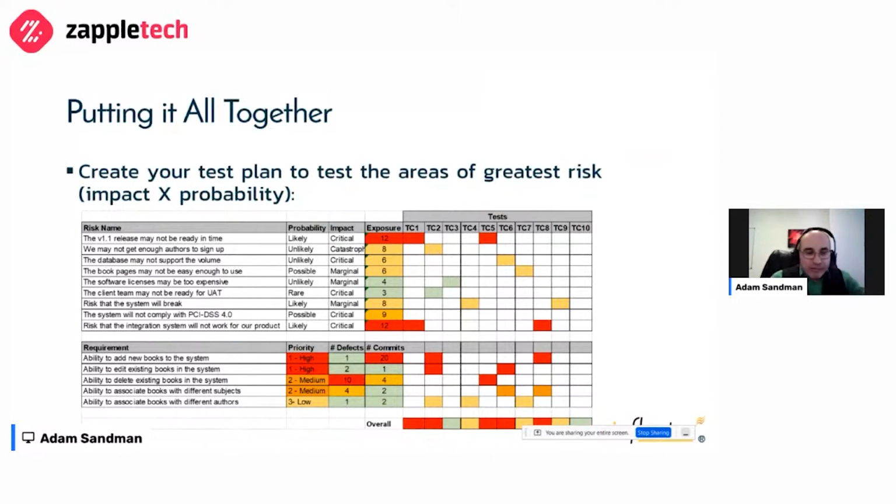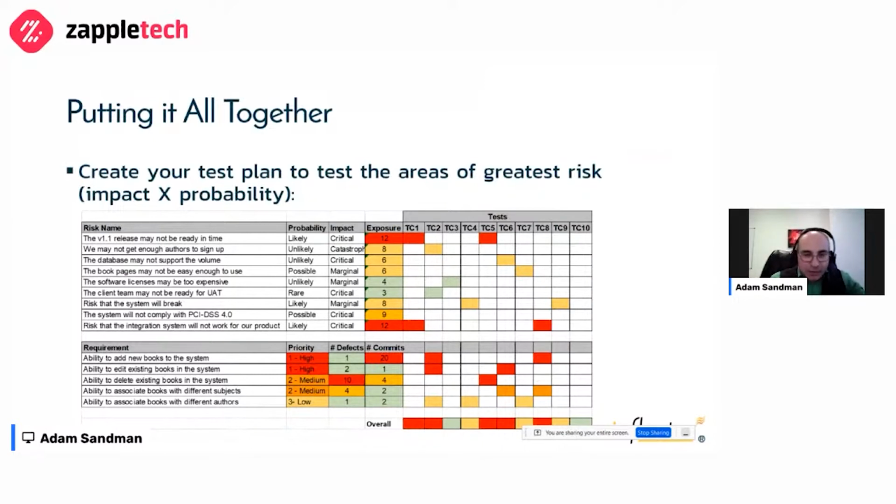But now we've got this exact same type of grid. But now we've taken all the requirements, and we only have 5 here to make it simple. And we've added the business priority. So the first 2 are high, the second 2 are medium, and the third one is low. Great. We've also put in the number of defects that we've experienced against those requirements. And we flagged the third requirement because it has 10 defects historically. The others have 1 or 2, and the fourth one has 4.